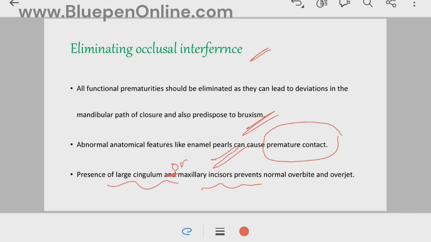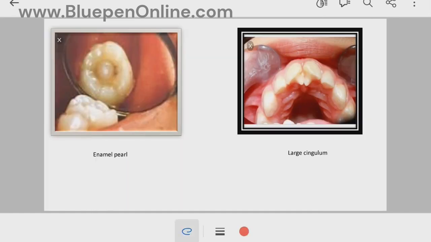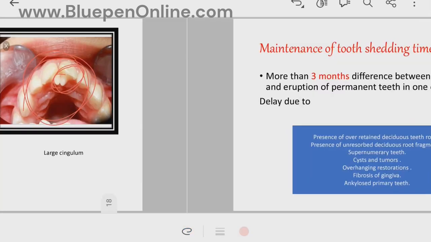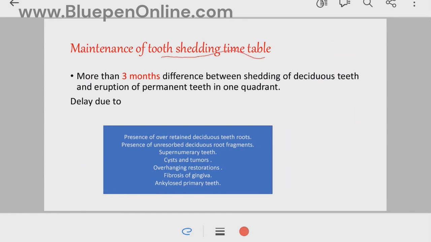So you have to eliminate these kinds of interferences. See the enamel pearls here, right? See the large cingulum. Imagine something like this: when you close, this can alter what? The normal overjet and normal overbite. That's the reason why you have to grind it.